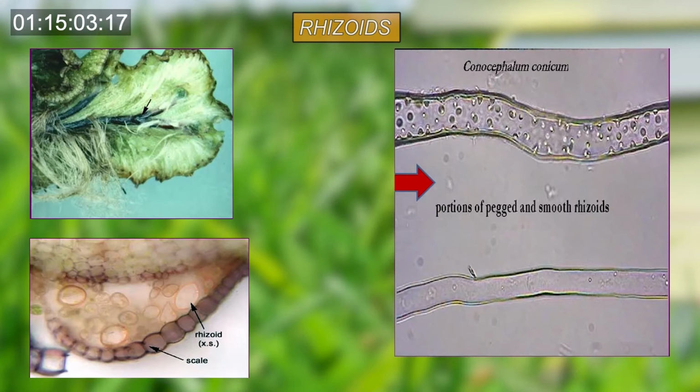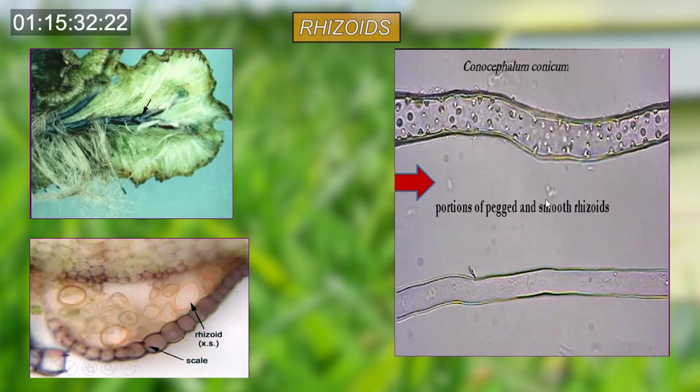The rhizoids can be both unicellular as well as multicellular. Liverworts possess unicellular rhizoids, and mosses have multicellular rhizoids. In liverworts, the unicellular rhizoids, as we can see here, are divided into two groups: the smooth-walled and the tuberculate rhizoids.